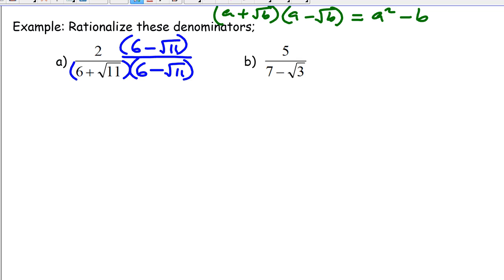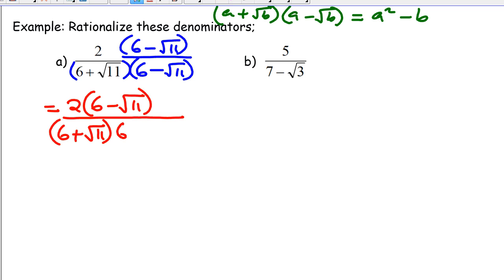Now the next step will be just simplifying it. So numerator will have 2 into 6 minus root 11. Denominator will have 6 plus root 11 times 6 minus root 11. Now, if you look at this particular denominator and that, it's almost the same thing. Our a is 6, our b is 11. So basically, we say that if you have those two multiplied together, you end up with a squared minus b squared.